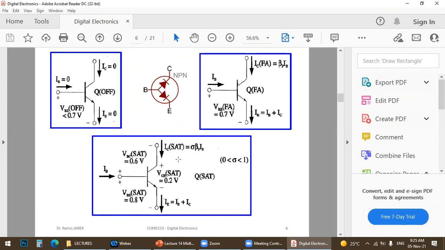So in saturation mode, we don't care about the current. We care about the voltage. We need 0.2 volt. This is the equations.